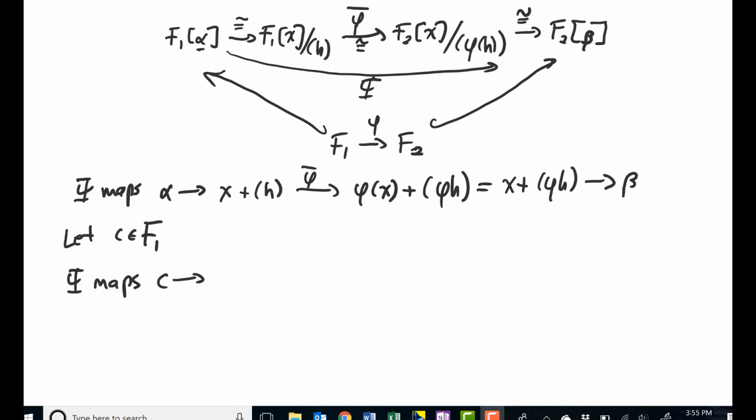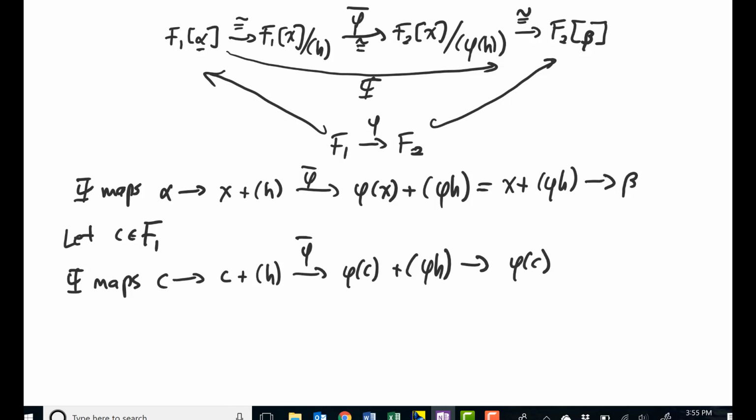Well, C is a constant here, and so it gets mapped to just C plus H. That's the first map. And then you have to hit it with phi bar on the top, so that's just phi of C plus phi H. And where does that go? Remember, the way you do this is you evaluate the polynomials at beta here, but it's a constant, so it just goes to phi of C.